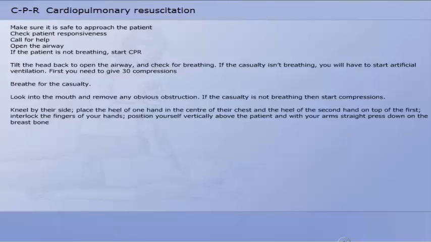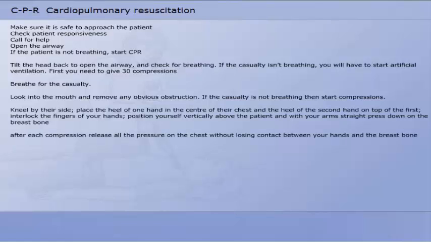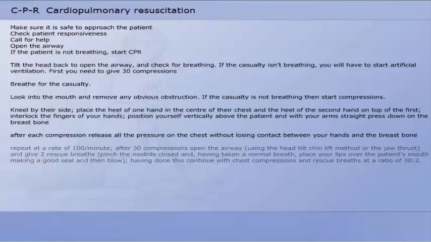After 30 compressions, open the airway using the head tilt chin lift method or the jaw thrust and give 2 rescue breaths. Having done this, continue with chest compressions and rescue breaths at a ratio of 30 to 2. You should check that the patient's chest rises when you give rescue breaths.